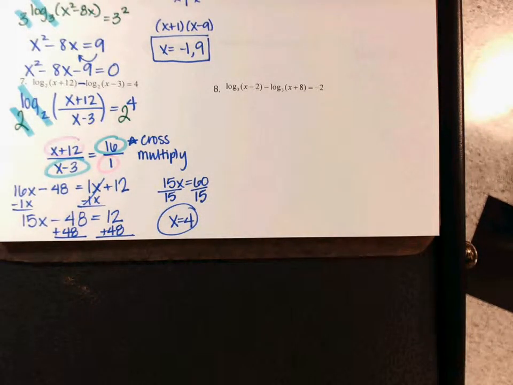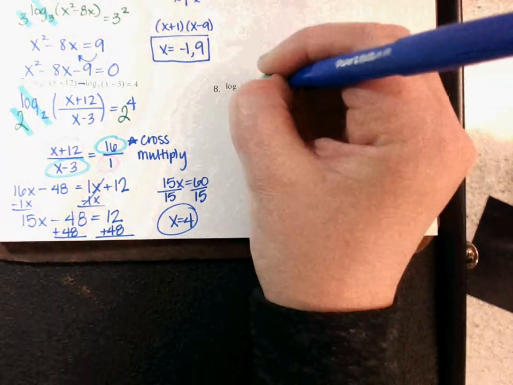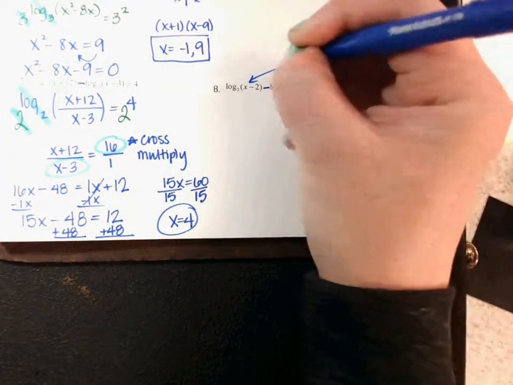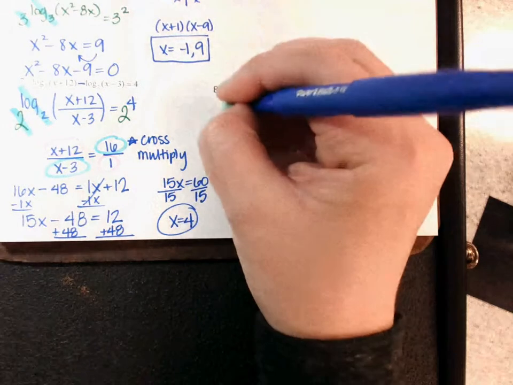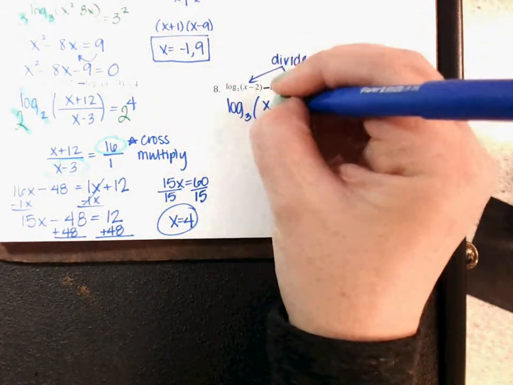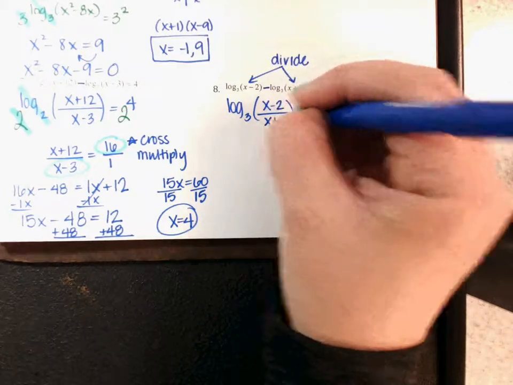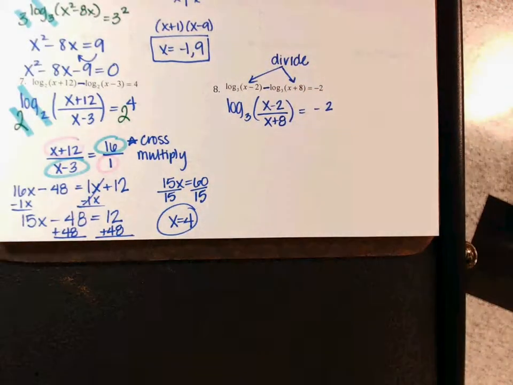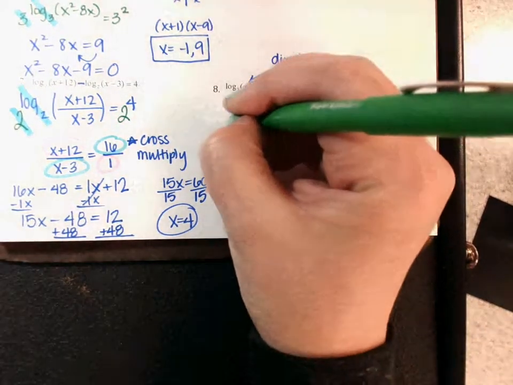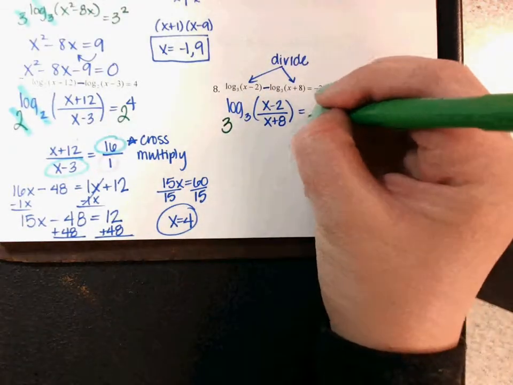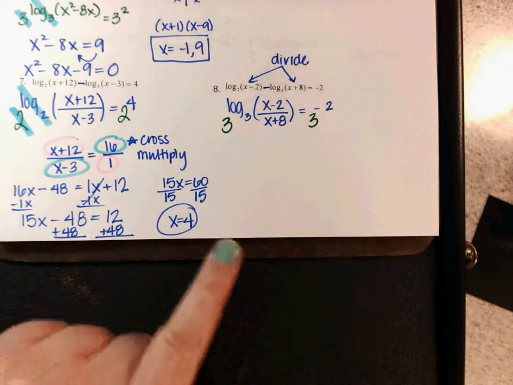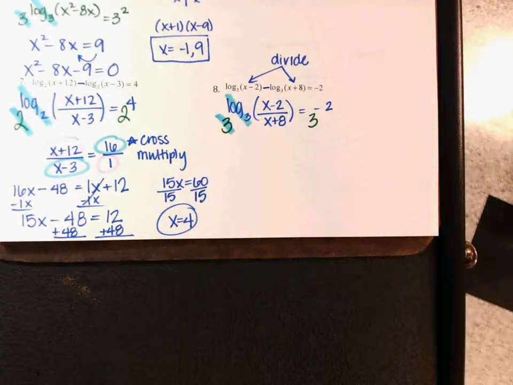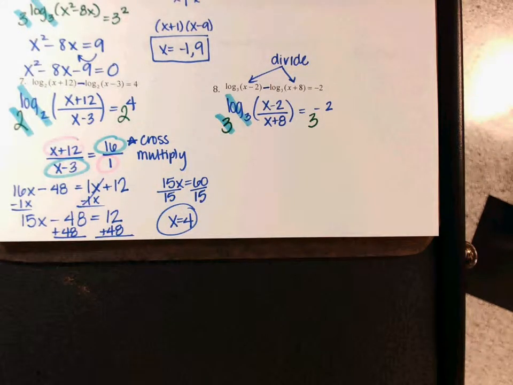Okay, one more like that. Look at number 8. Notice in the middle you have a subtraction. Subtraction means that you're going to take your parentheses and you are going to divide. So when I combine my logs, I'm going to have log base 3 of (x minus 2) divided by (x plus 8). Okay, then remember we said to get rid of a log base 3, we have to apply a base 3 to both sides. So I have 3 up to the log base 3, and 3 up to the negative 2. The 3 and log base 3 cross out. I'm going to carry down my fraction-y part, the x minus 2 over x plus 8.